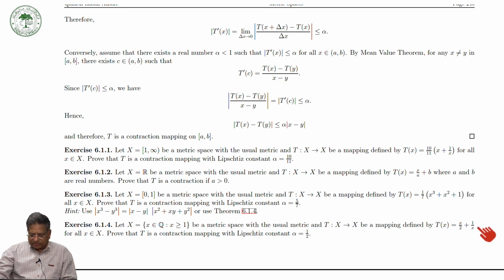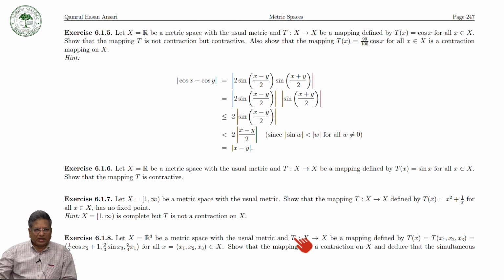Then T is a contraction map with Lipschitz constant 1/2. So this you have to prove. We have another exercise which says that if X = R and T is a mapping defined as Tx = cos x, then T is not a contraction, but it is contractive. Why is it not a contraction?